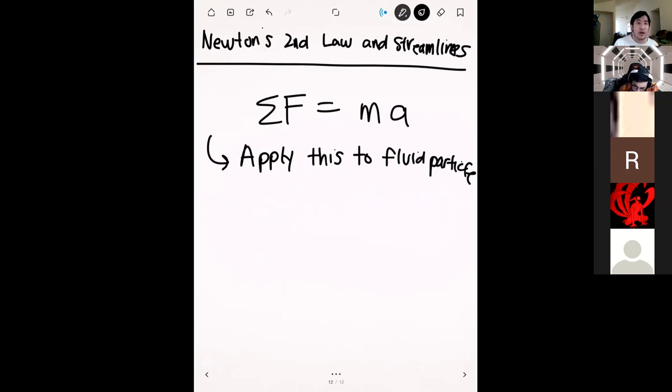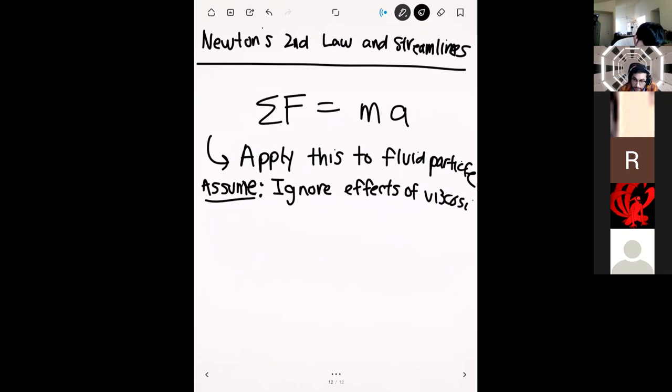On the previous slide, I said that in order to apply Bernoulli, we have to apply a lot of assumptions. Our first assumption is that we're going to ignore the effects of viscosity. This is a pretty big one, because viscosity plays a pretty important role, and the role of viscosity varies according to what kind of flow it is. Ignoring viscosity means we're ignoring a very fundamental part of fluid flow. But in very specific situations, this assumption is pretty reasonable.